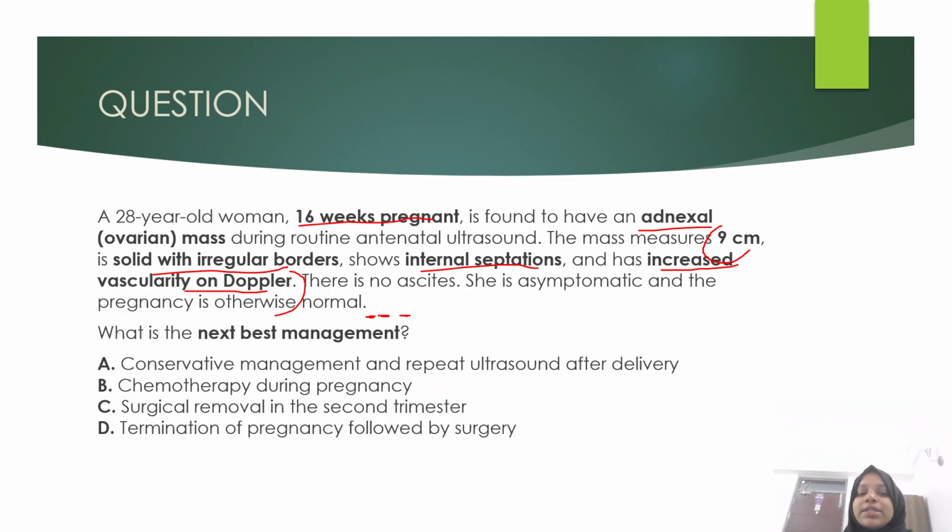So you have to surgically remove it in the second trimester. Chemotherapy is not indicated because we don't know the diagnosis yet. Termination of pregnancy followed by surgery? There's no indication for termination of pregnancy because her pregnancy is otherwise very normal. Conservative management, repeat ultrasound after delivery? No. This is something you cannot conservatively manage because the size is too big. There are suspicious features. So if you keep it until after delivery, the risk of malignant transformation can be high and complications can also follow. So it's better you deal with it now during the second trimester.